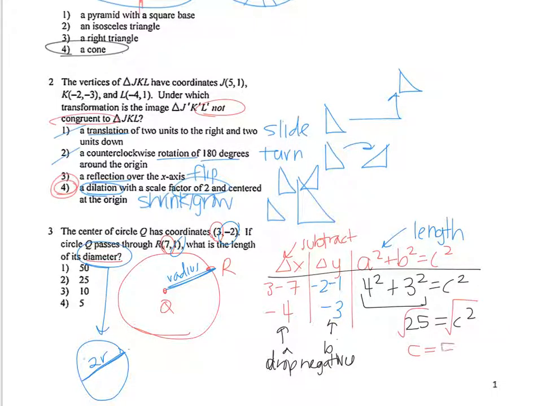So c is 5. But remember that that is representing the radius, because we found the length between QR. So if this piece is 5, then I know if I want the diameter that I have to double it. So diameter equals 2 times 5, which gives us 10. Choice 3. Flip it over and we'll see 2 more questions for this video.